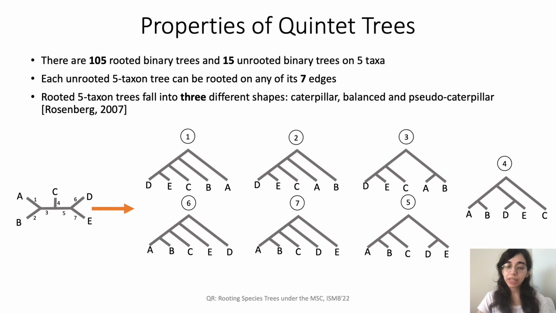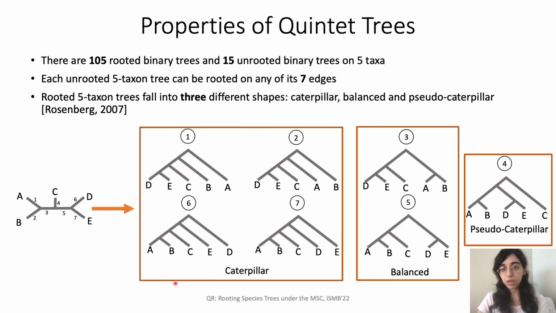In order to better understand this result, we need to first look into the properties of quintet or 5-leaf trees. On 5 taxa, there are 105 different rooted binary trees and 15 unrooted binary trees. And each unrooted 5-taxon tree can be rooted on any of its 7 edges. So for example, on the left side of the figure, we can see an unrooted 5-taxon tree where its edges are marked with numbers, and rooting it will result in one of the trees on the right. And generally, the topology of rooted 5-taxon trees can have 3 different shapes, which are named caterpillar, balanced, and pseudo-caterpillar.